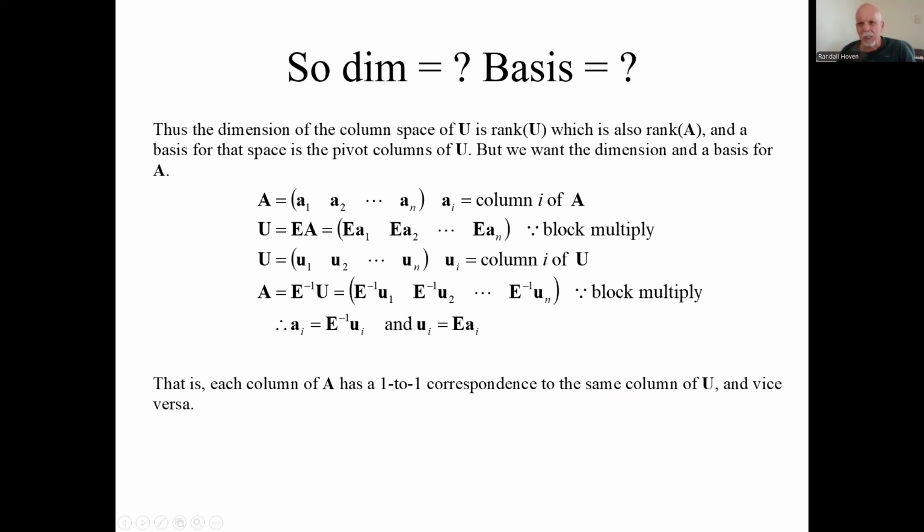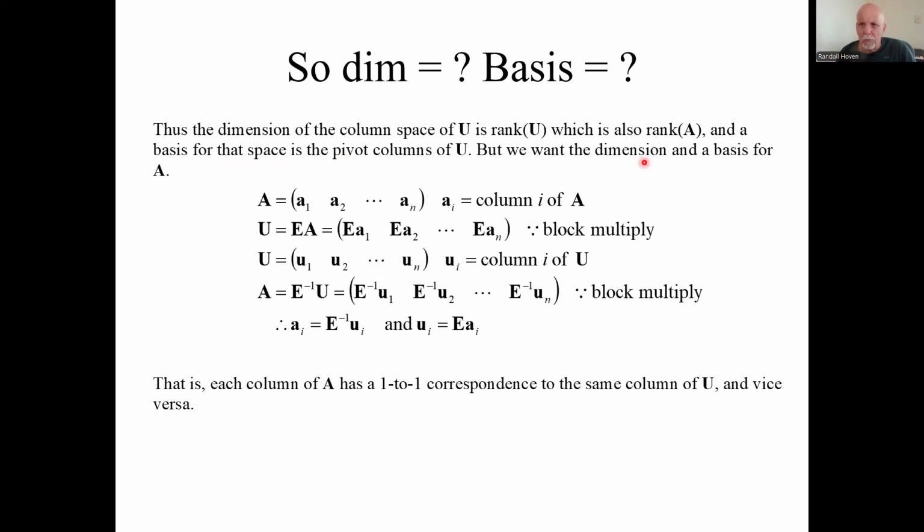So what about dimension and basis? The dimension of the column space of U is rank U. That's also the rank of the matrix A. So that's the dimension. The dimension of the column space is the rank of the matrix itself, same as the row space. That's a good thing, isn't it? It kind of means we could have defined rank by either rows or columns. A basis for that space, the column space of U now, is the pivot columns of U.